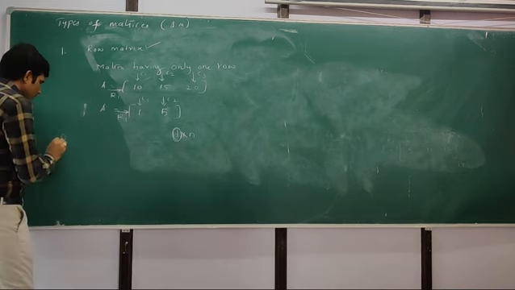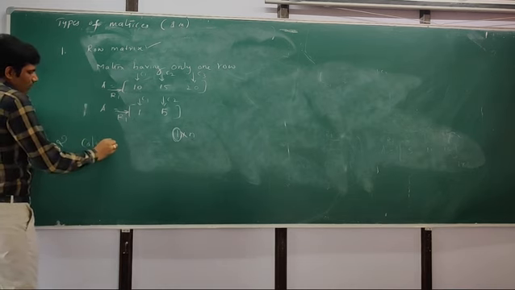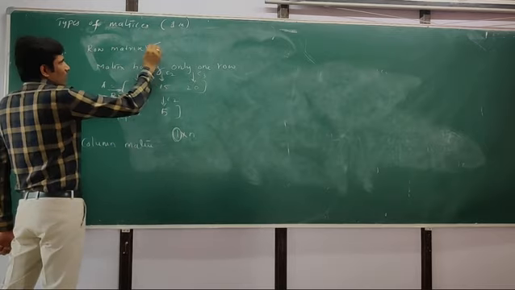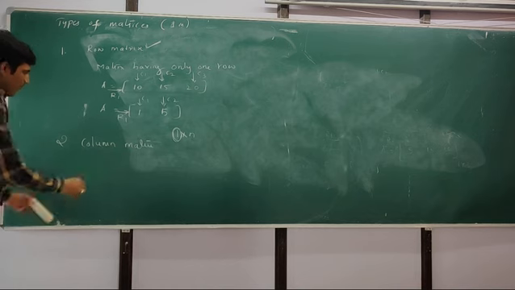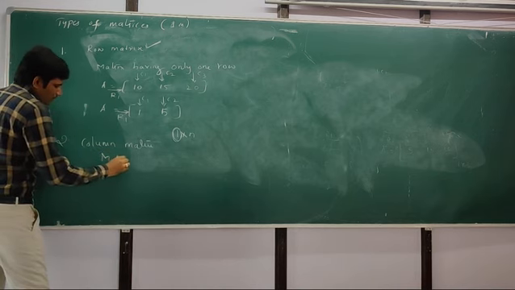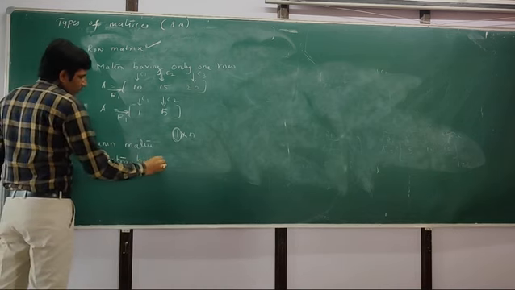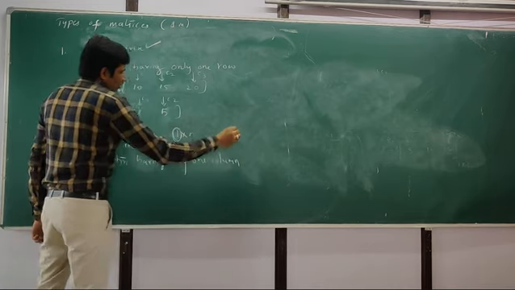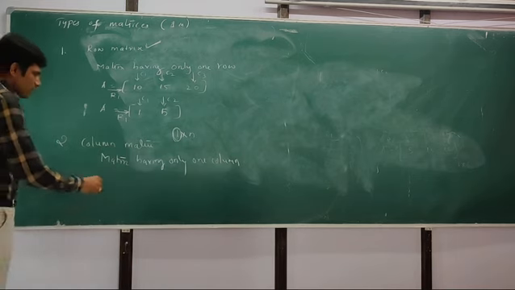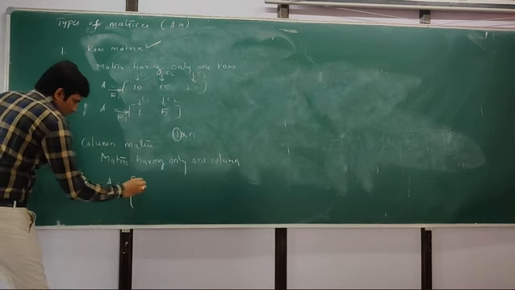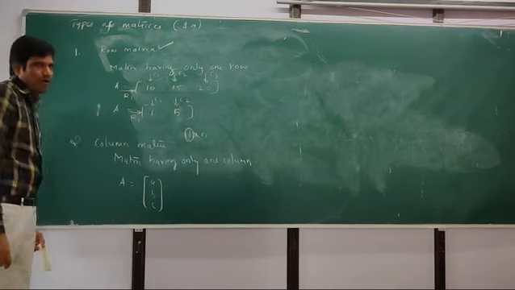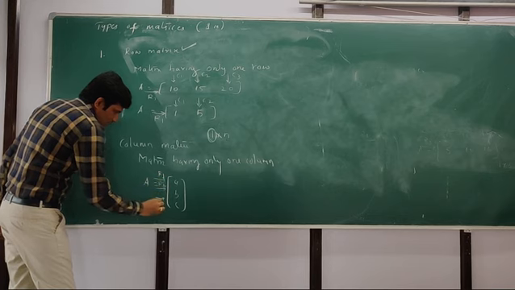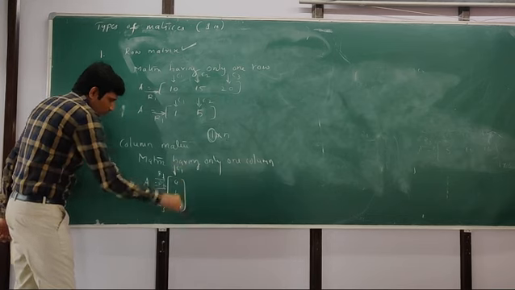Next, the second one is column matrix. What is the meaning of column matrix? Similarly as we explained in row matrix, if a matrix is having only one row, that is called a row matrix. A matrix having only one column is called a column matrix. For example, here I will write A, B, C. Now you can observe, this is first row, this is second row, this is third row, but there is only one column.